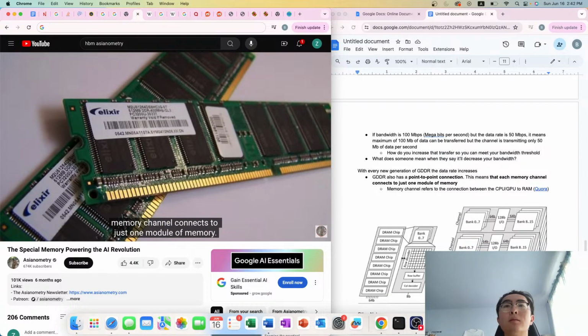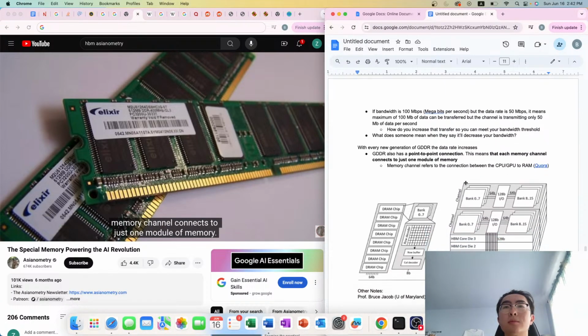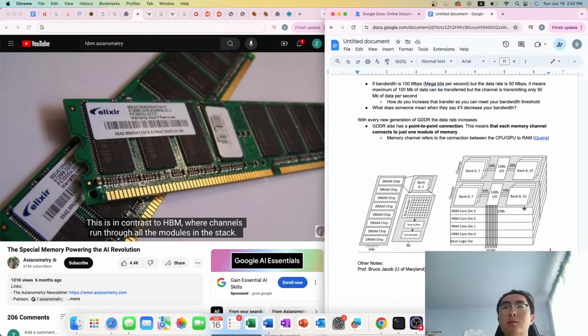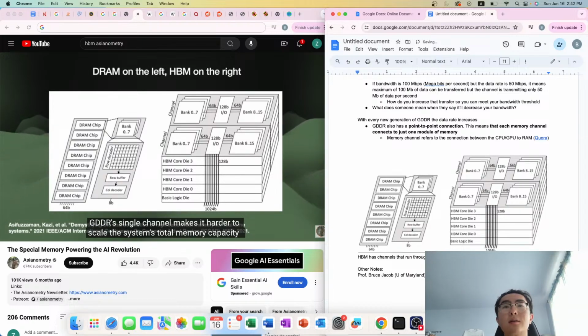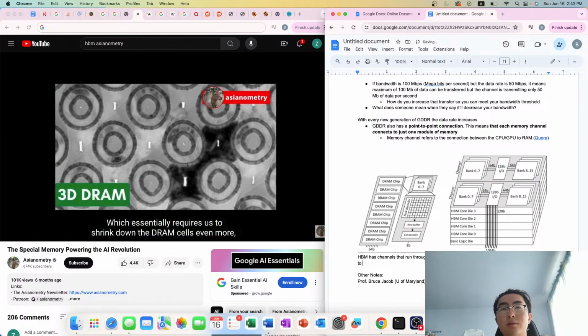This means that each memory channel connects to just one module of memory. This is in contrast to HBM, where channels run through all the modules in the stack. GDDR's single channel makes it harder to scale the system's total memory capacity because it means we have to scale that single module's memory capacity, which essentially requires us to shrink down the DRAM cells even more, which is hard.